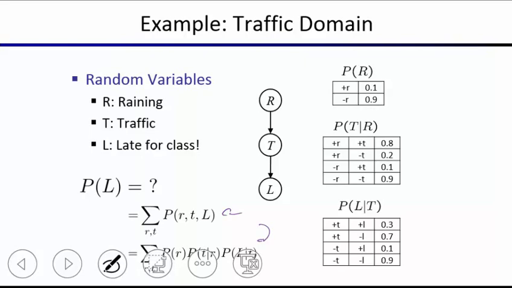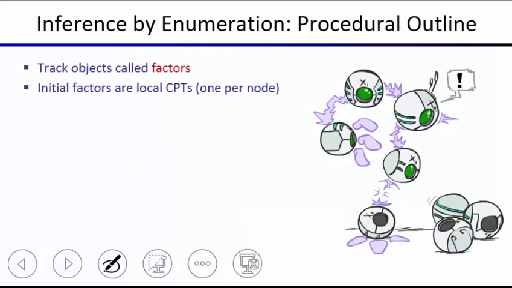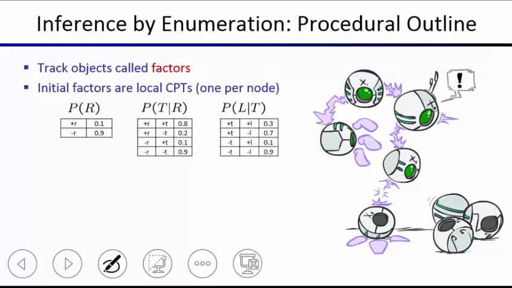So let's now look at this from a factor perspective. What's going on when we do this? Okay. So we're going to track objects that we call factors. The initial ones are the conditional probability tables, 1 per node. But as we go along, we'll combine them to get new factors. So these are our initial factors.